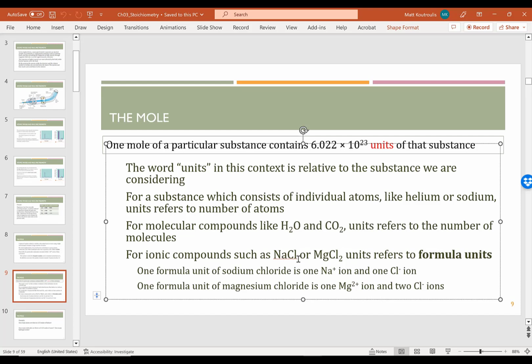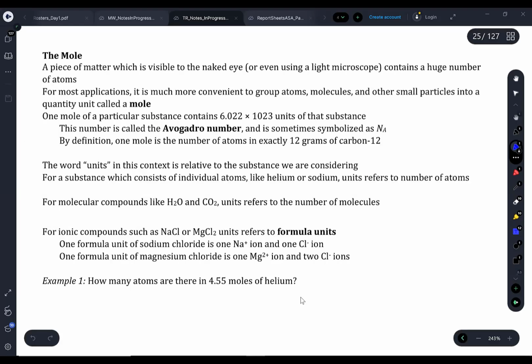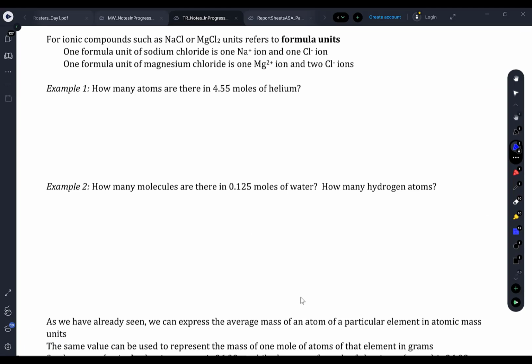Does that make sense? On the other hand, if I have magnesium chloride, because of that 2 being there, 1 mole of magnesium chloride means that there's 1 mole of magnesium ions and 2 times that for chlorines. So 2 moles of chloride ions. That makes sense to everybody? Good. Okay, so let's just do some basic practice problems with this. So first question is, how many atoms are there in 4.55 moles of helium?